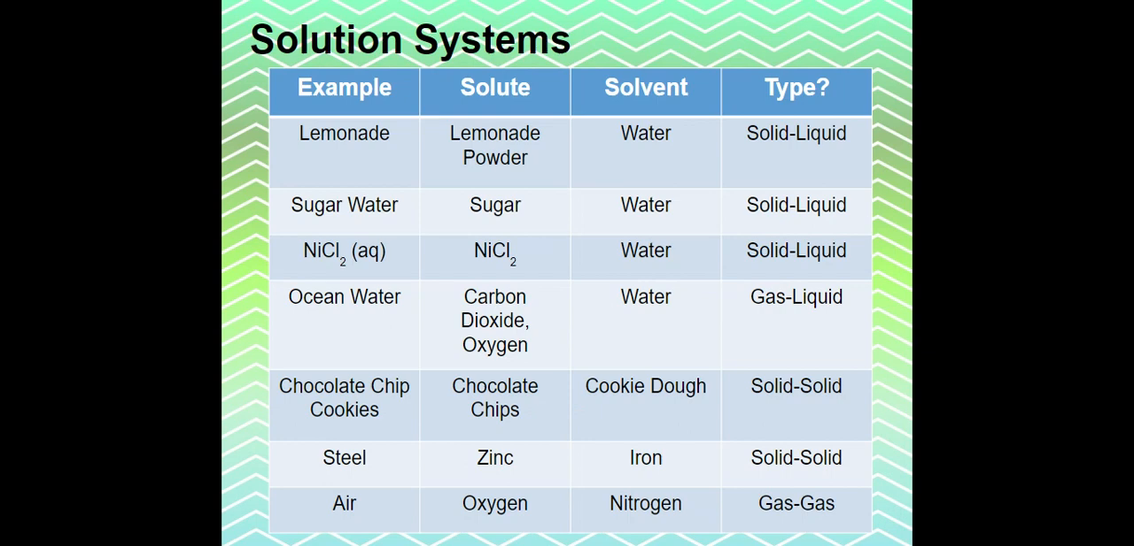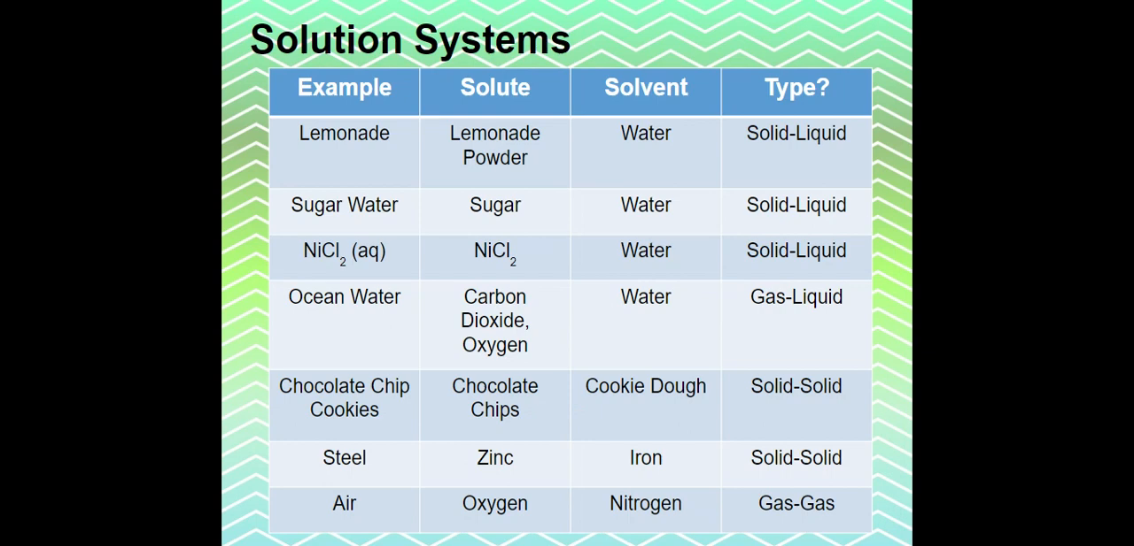Here are some examples of what a solution could look like. So the very first one is lemonade. When you make lemonade, you have lemonade powder as your solute because it gets dissolved in the solvent, which is water. The type of solution system is listed solute, solvent. So the solid, meaning the lemonade powder, is the solute, and then water is the liquid because it's the solvent. Another example of a solid liquid solution system is sugar water. So sugar is the solute, it's a solid, and then water is the solvent, it's a liquid.